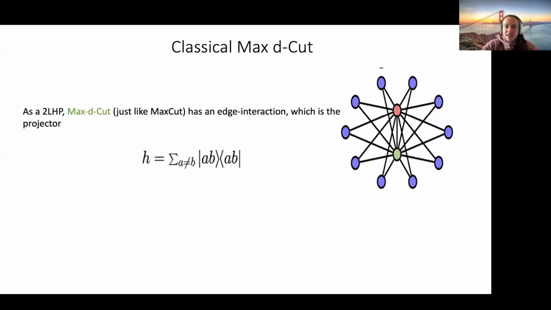Similarly to max cut, we can write max D cut as a classical constraint satisfaction problem. We can write it as a two local Hamiltonian problem. And the best way to understand this is via this edge interaction, the projections method. Each local projector is just the sum of the projections onto the space where it gets different values, A and B. So if our alphabet size was 3, it would be 0,1, 0,2, 1,2, the sum of all of those projectors.